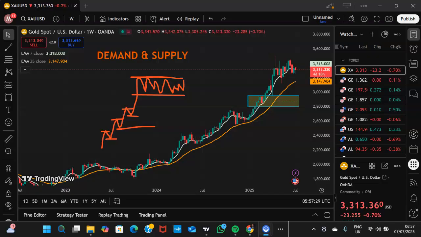Maybe people that have been longing these particular trades are taking profit at this zone, or maybe new buyers are looking to start buying, or sellers are now coming into the market expecting the market to start selling lower. But now, what do we do at this point?